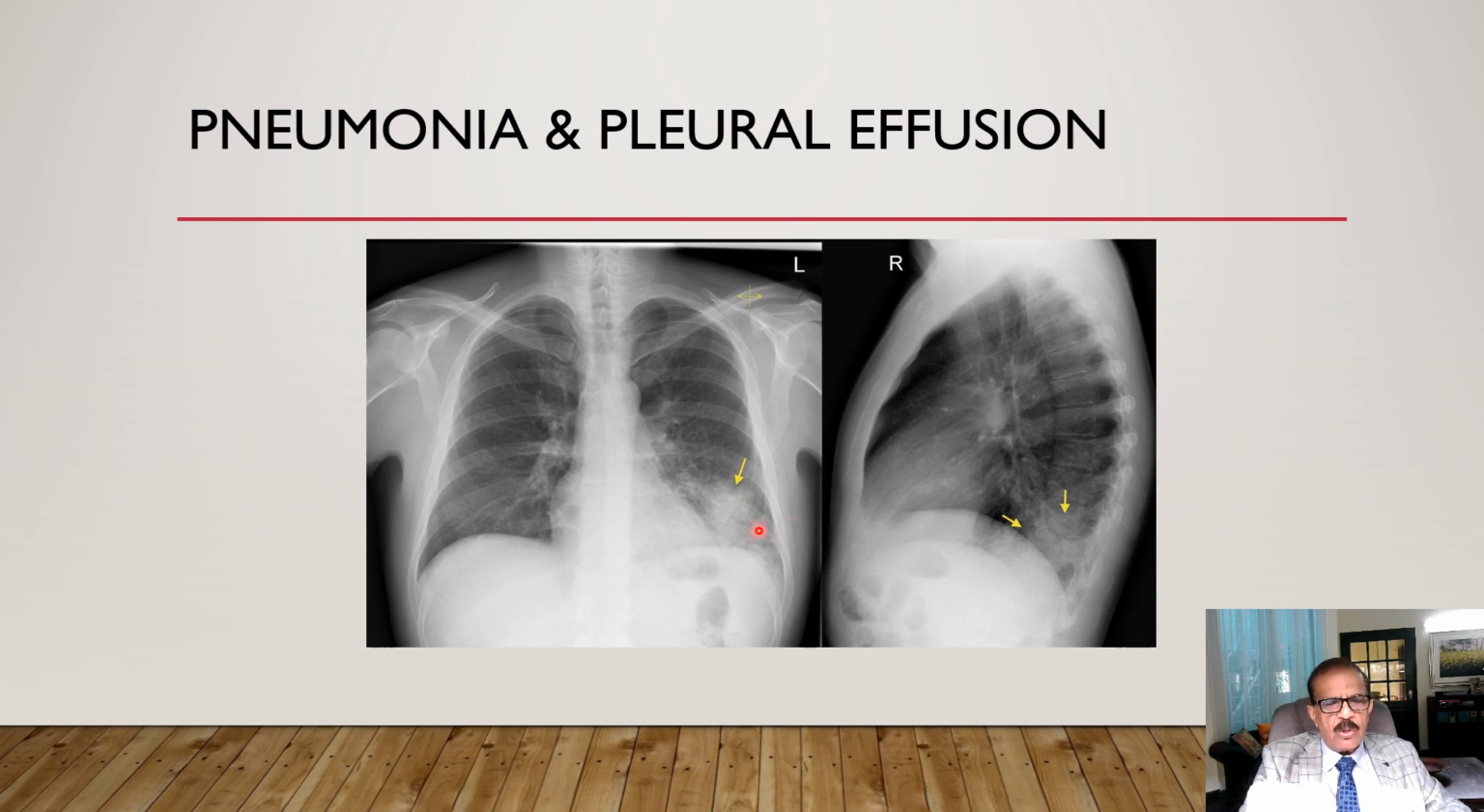On the left side you can see this is the opacity, not exactly corresponding to one whole lobe, but this is the opacity. Now there is something called Silhouette sign. Silhouette sign means that if the affected part of the lung is in physical contact with the heart, then you will not be able to appreciate this border. In this case, you can see this opacity, and you can also appreciate the left cardiac border very clearly because this opacity is not in physical contact with the heart, because this is affecting the posterior part of the lung.